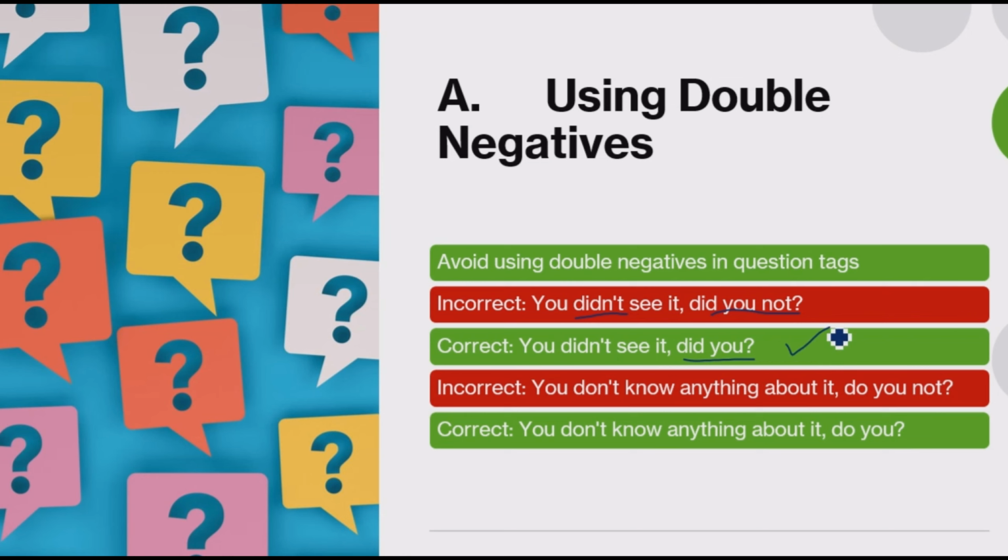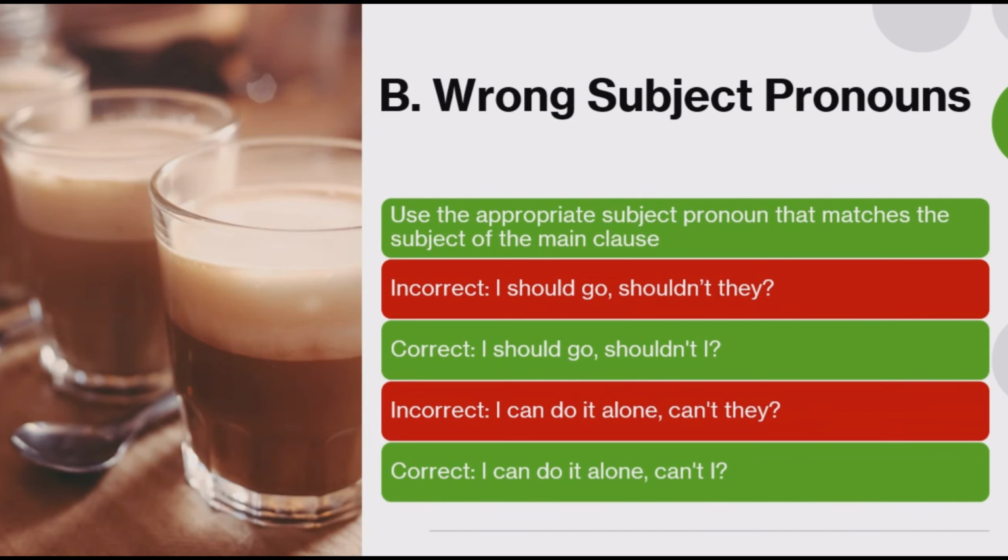Another example, you don't know anything about it, do you not? You can't say that because this is negative and this is negative. So you have to say you don't know anything about it, do you? So avoid using double negative. That's one of the common errors.